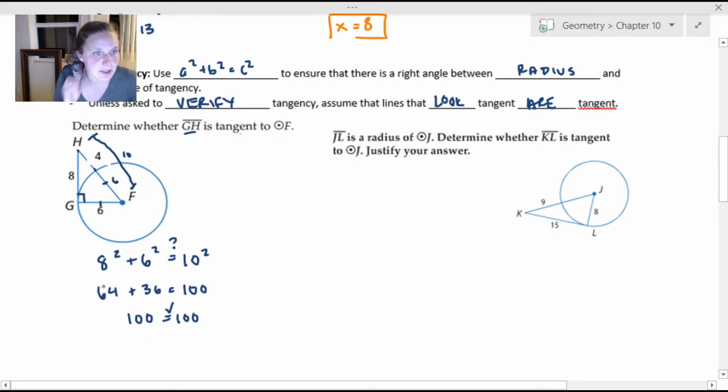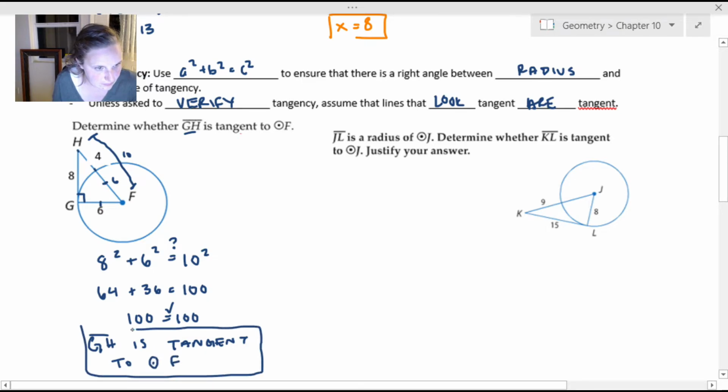My answer is GH is tangent to circle F. This is answering the question. Is it tangent? Yes, it is tangent. All right, let's try it again.